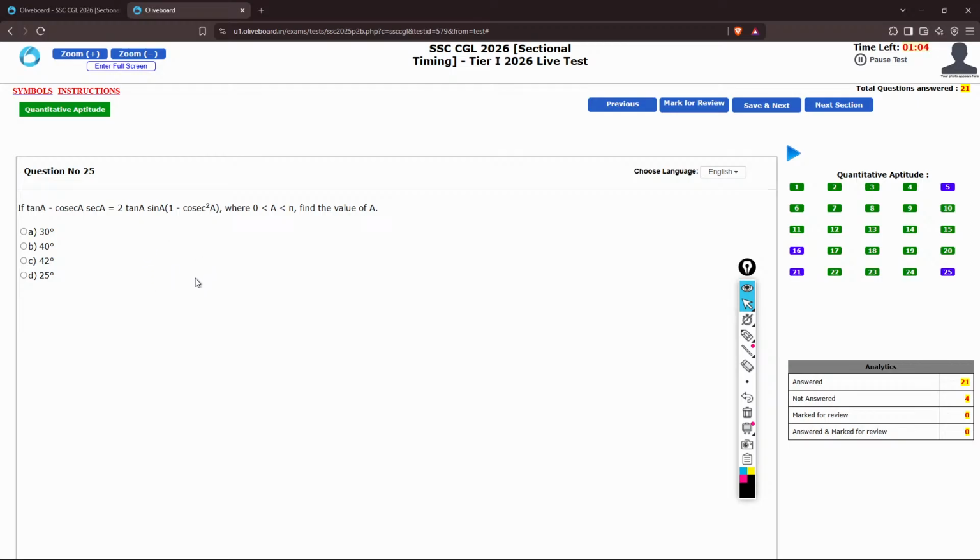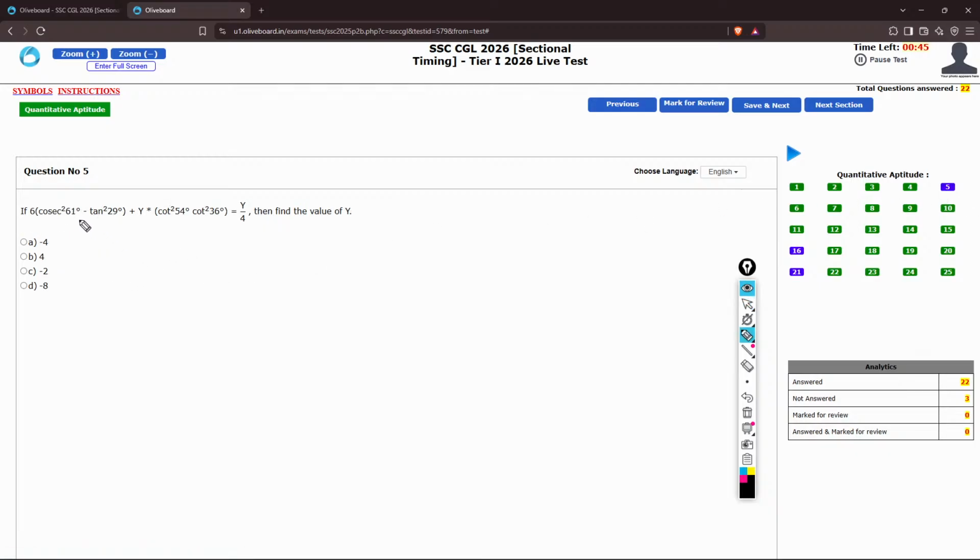Find the value of A. One thing I can do is just put all of these values. But for 20, 30, I don't have any idea what its value can be. So I'll just go with 30 or whatever it was. 30, yeah.